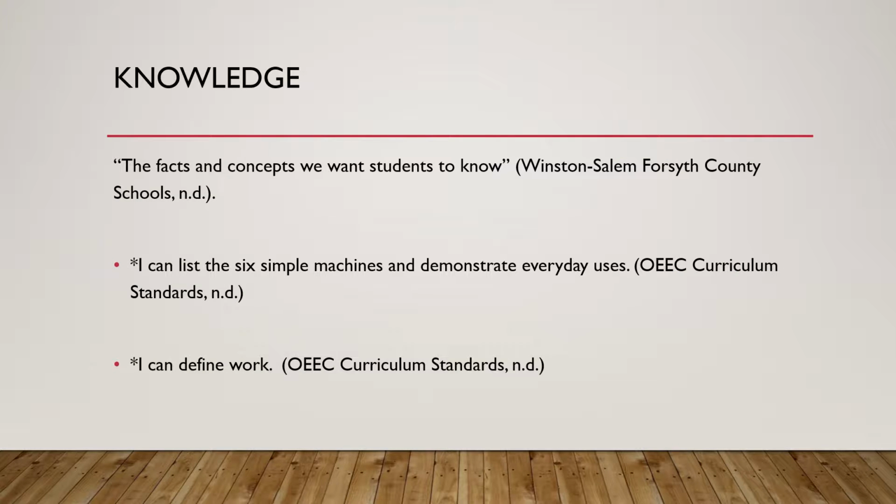As I previously mentioned, within a learning task, it is important to break it down into the different learning targets. These can include a variety of different types, such as knowledge, reasoning, and performance. In order to figure out what the performance task will be, one needs to break down the standards into learning targets. According to the Winston-Salem-Forsyth County Schools, it is important to focus on what the content standard requires students to know and be able to do, not how you will assess it. This doesn't mean that the task isn't important, but it demonstrates how a teacher needs to know what is being taught before the how. In this case, students should be able to list the 6 simple machines and demonstrate everyday uses and define work.